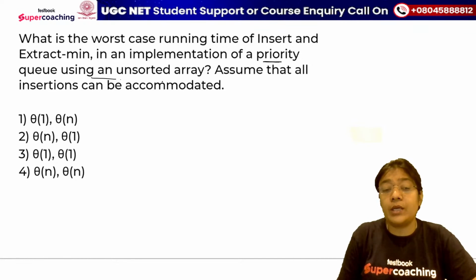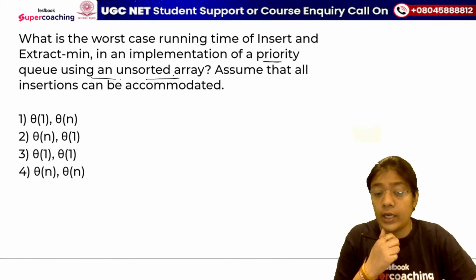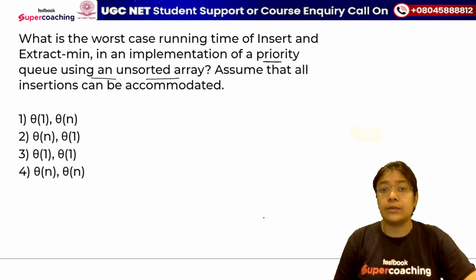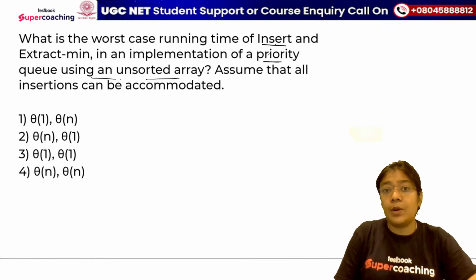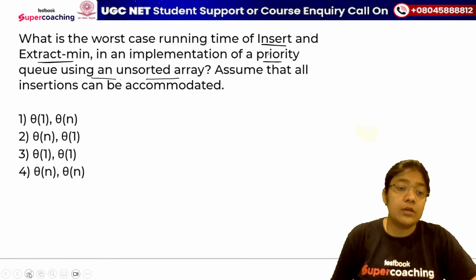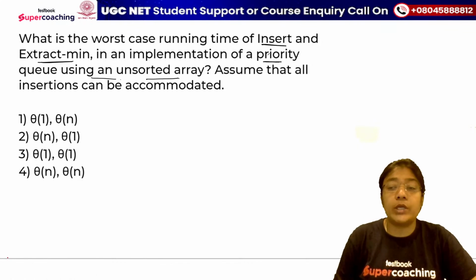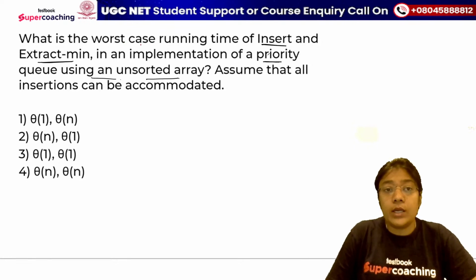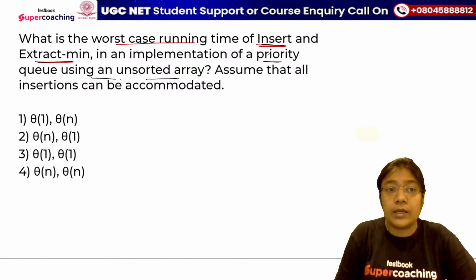Priority queue is implemented using an unsorted array. So what is the answer? Insertion and minimum element को extract करने के लिए how much time it's gonna take? So this is a complexity based question. What is the worst case running time of insert and extract min?